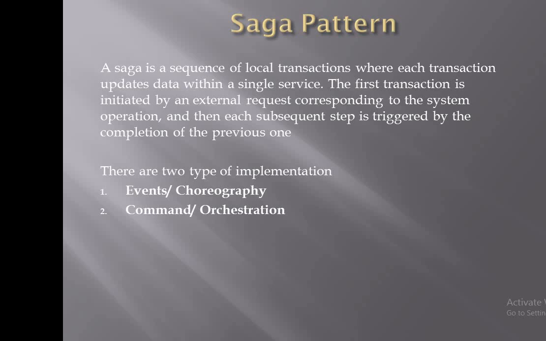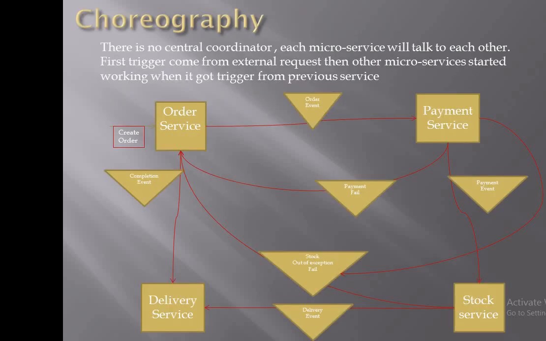So let's discuss choreography. In choreography, there is no central coordinator. Each microservice will talk to each other. The first trigger comes from an external request, then the other microservices start working when they get the trigger from the previous services. For example, let's take an e-commerce application. We have order service, payment service, stock service, and delivery service. So the command create order comes. This command will go to order service. Order service will generate the order in state pending. Remember, the state will be pending initially.